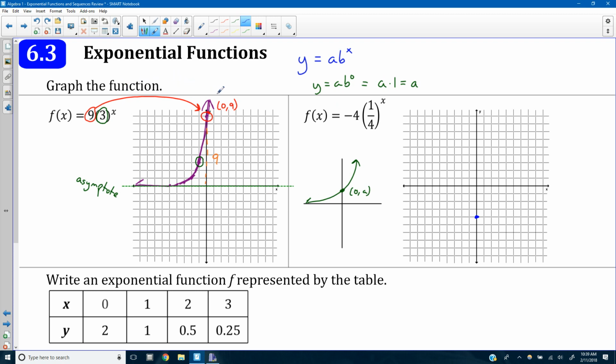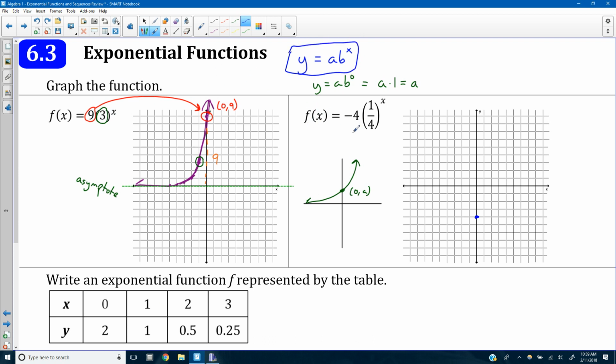Any trained monkey can substitute x values into here, compute it, calculator or not, and plug them in as points. What we want to do is expand our understanding of exponentiation, and I'm going to do it even further on this problem here. Get that same understanding of this y equals ab to the x.